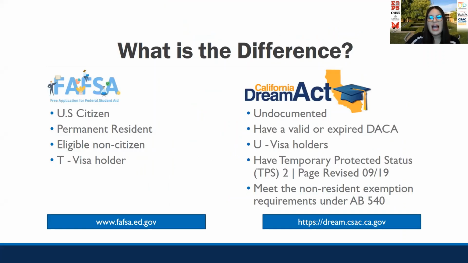What is the difference and how will I know what application to fill out? I should mention that a student will only complete and submit one financial aid application. Students will complete the FAFSA if they are a U.S. citizen, permanent resident, eligible non-citizen, or a T visa holder. Students will fill out the DREAM Act application if they are undocumented, have a valid or expired DACA, are U visa holders, have a TPS or Temporary Protected Status, and meet the non-resident exemption requirement under AB 540.